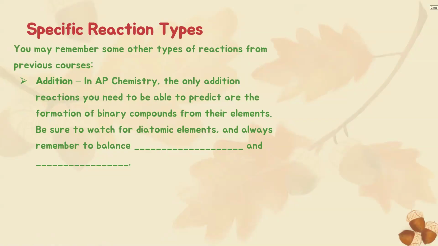In AP chemistry, the only addition reactions you need to be able to predict are the formation of binary compounds from their elements. By the way, you might also have heard addition called combination or synthesis. So when we're looking at these addition reactions, you want to make sure to watch out for diatomic elements. Remember the 7 diatomic elements, and always remember to balance both the number of atoms and charge.